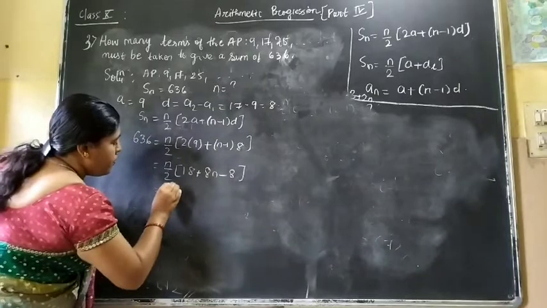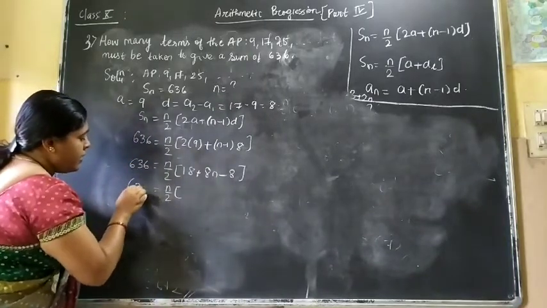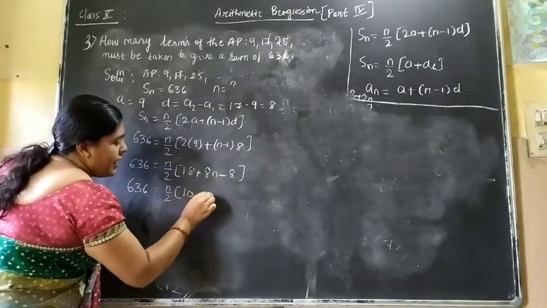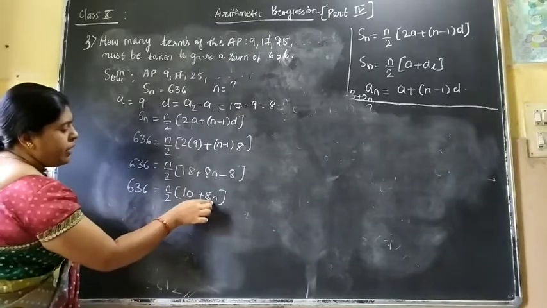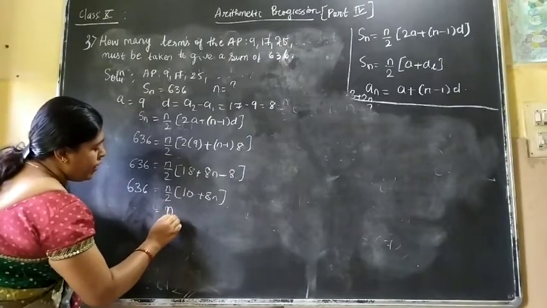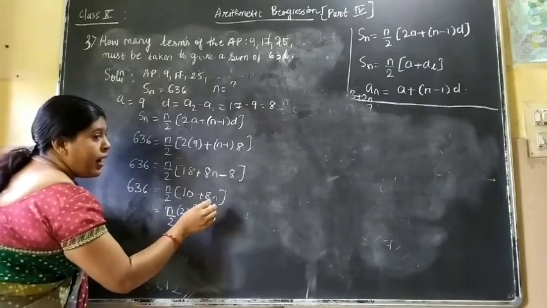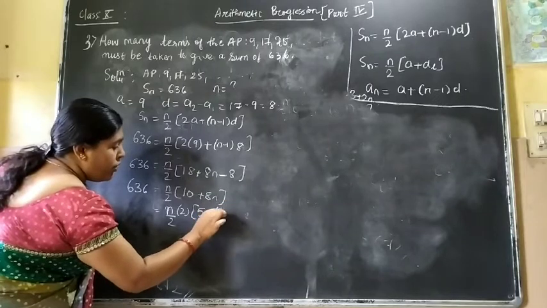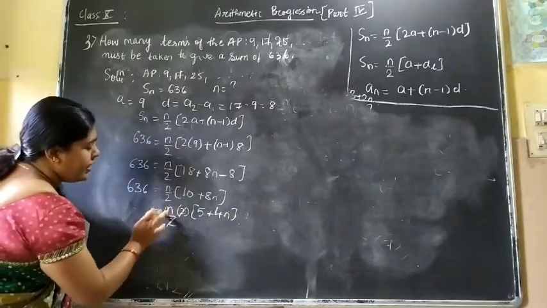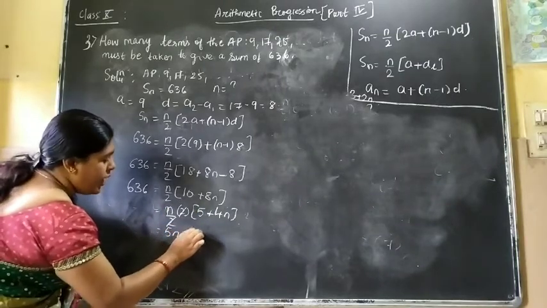So now n by 2, and on the right side 636. 18 minus 8 is 10, plus 8n. Now from here take 2 common. You are going to get n by 2 into 2 times (5 plus 4n). So the 2s get cancelled. Now multiply by this n. Inside you are going to get 5n plus 4n square.